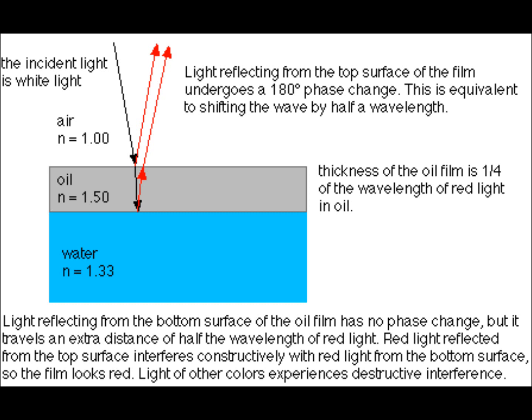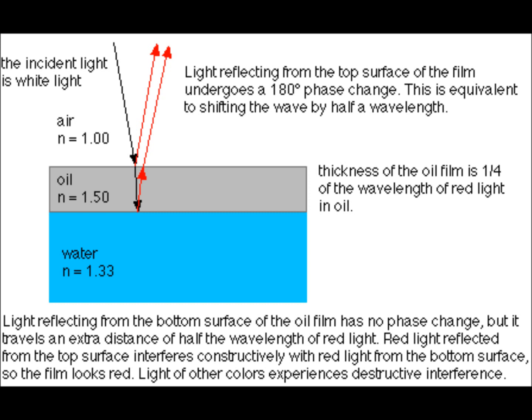We have incident light coming into an air-oil boundary. That light, when it reflects off, will undergo a 180-degree phase change because the index of refraction of the oil is larger than that of air. Some of the light will refract through the oil and reflect off of the oil-water boundary, and then re-emerge into the air later. When it reflects off the oil-water boundary, it won't undergo a phase change because the index of refraction of water is less than that of oil.